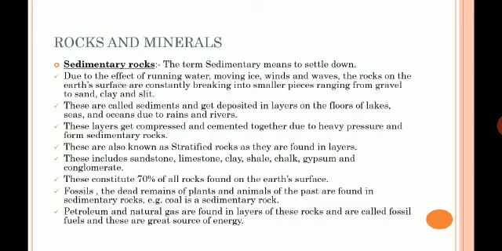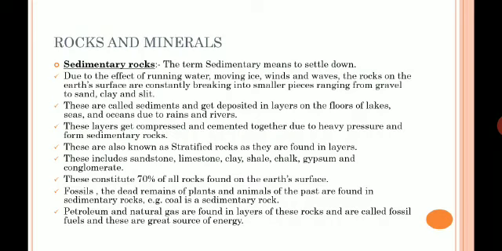The rocks laid on the earth's surface break into smaller pieces, starting from gravel to sand to clay and silt. These four things are called sediments, and they get deposited in layers on the floor of lakes, seas, and oceans, due to rains and rivers.